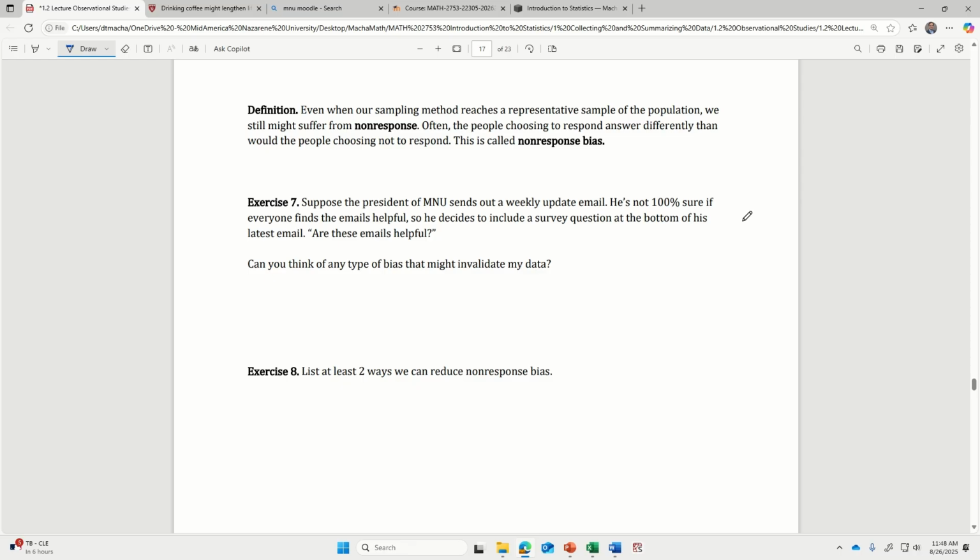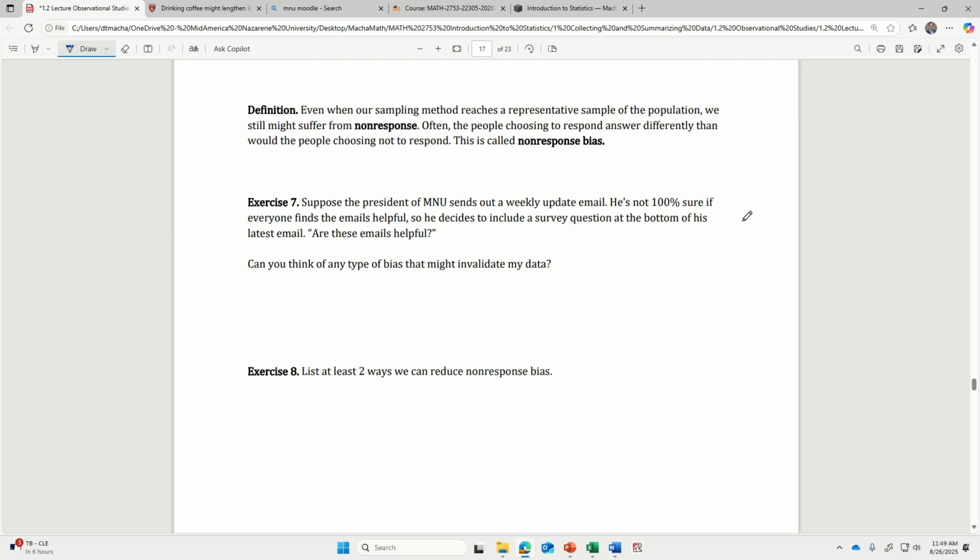But the people who choose not to respond to this survey are probably people who don't think these emails are very helpful, right? Like I don't read weekly update emails. Whenever they send those to me, I delete before I even open the email. So I would be a non-responder.